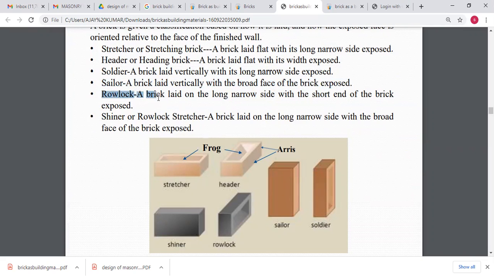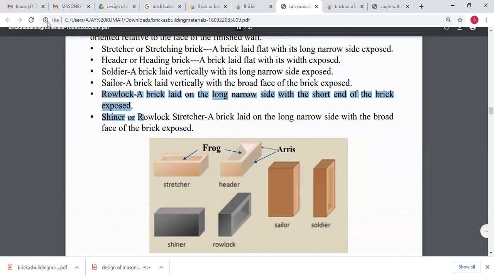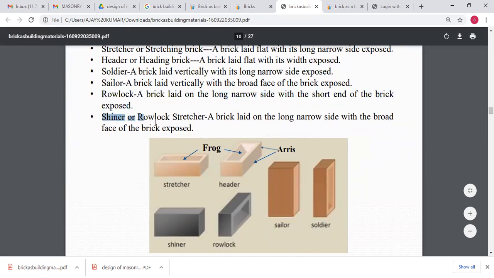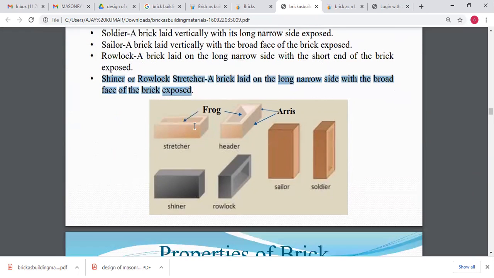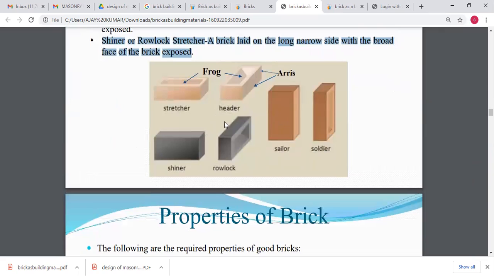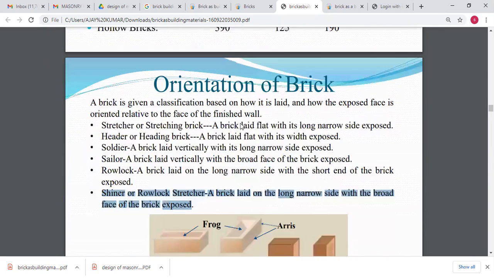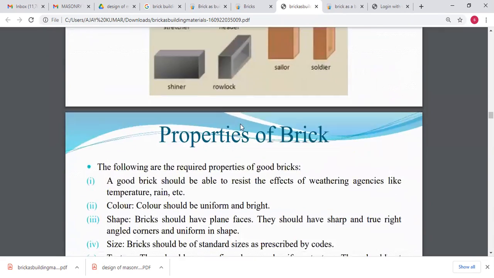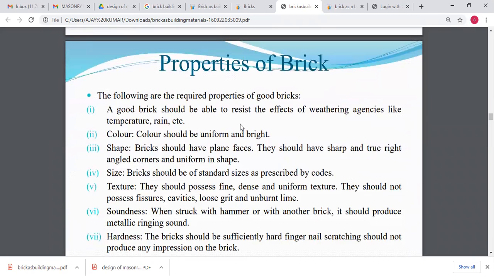Next, roll. A brick laid on the long narrow side with the sharp end of the brick exposed is called a roll. Next, shiner or roll stretcher. A brick laid on the long narrow side with the broad face of the brick exposed. So these are the orientations of the bricks. Next one, properties of the bricks.